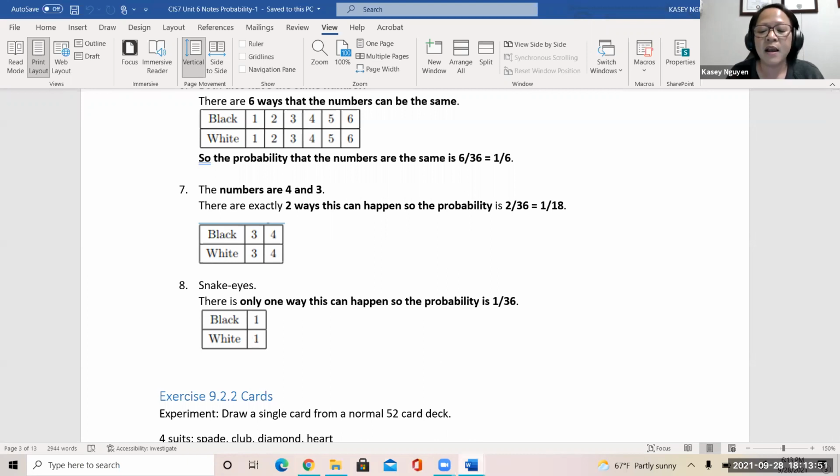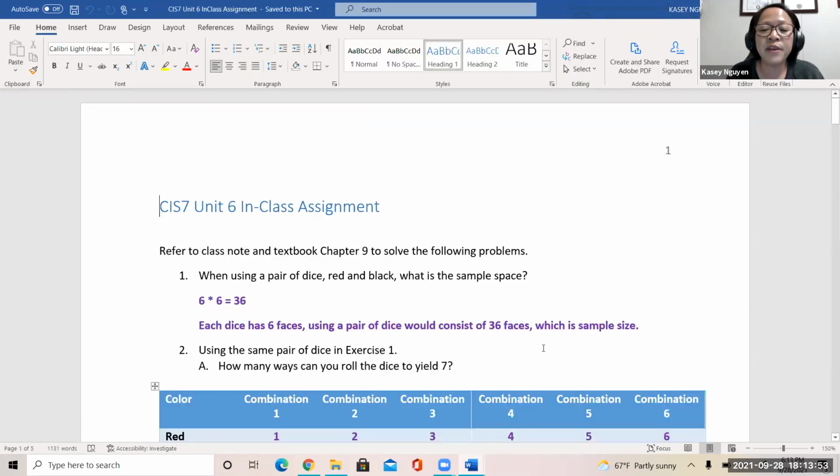All right, so you got a little bit of preview in what we're going to be doing. So let's start doing our assignment. When you first start approaching a probability problem, you need to first calculate the sample space. So the sample space is the maximum number that would be for that group of values or objects.